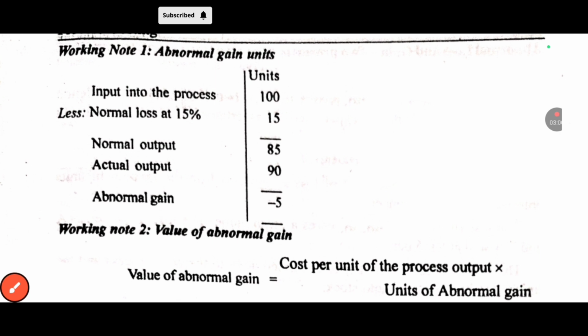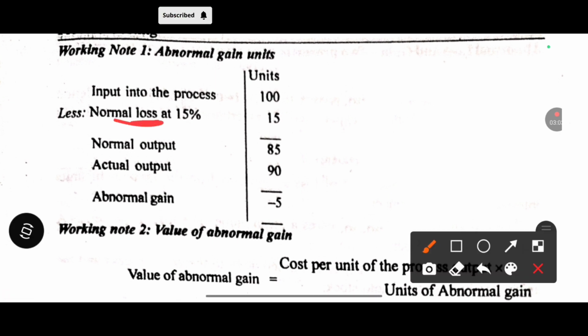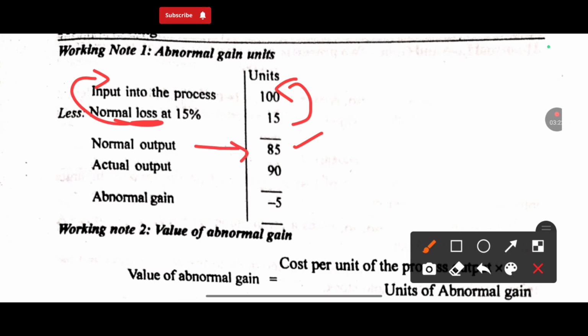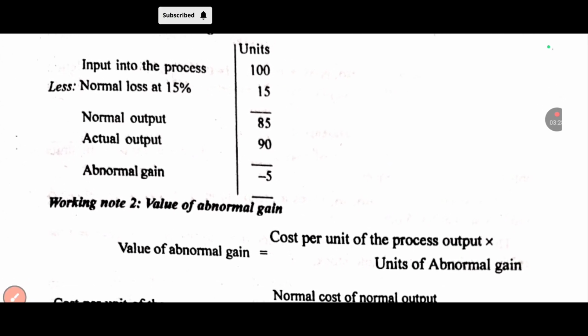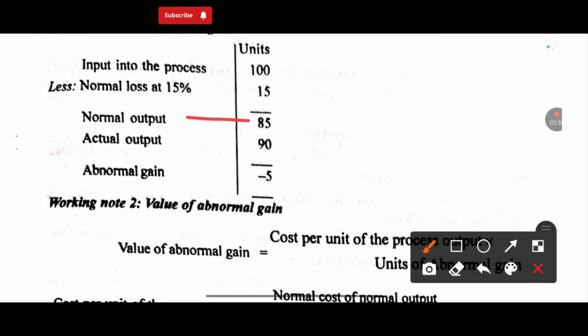Listen, normal loss means deducted, minus. So the normal loss units are subtracted from the input units. Accordingly, the normal loss of 15 units is subtracted from the input units. You will get 85 units, which is called normal output. So we get 85 units of normal output after deducting the normal loss of 15%, that means 15 units deducted from the input units.